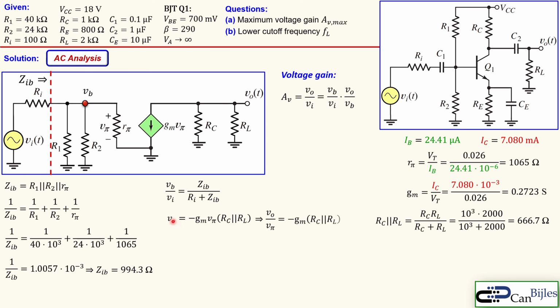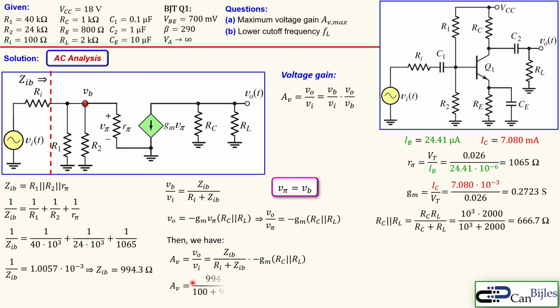And GM we know, but we can also rewrite this. So we can say VO over V pi is minus GM, and then again this effective RC parallel with RL. But we know V pi is VB. Look at that, because the VB, this node voltage going to ground, is exact same as V pi. So we can also replace this V pi by VB. And then we have the following using this expression. We can say ZIB over RI plus ZIB, that's the first part, times this minus GM and this RC and RL in parallel. Now this is the formula we can use to calculate now the voltage gain.